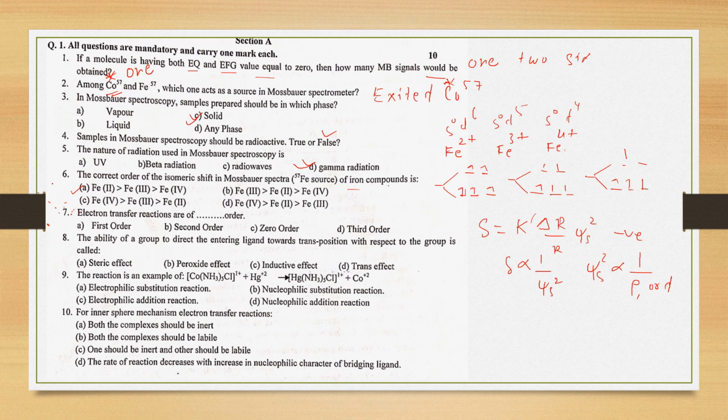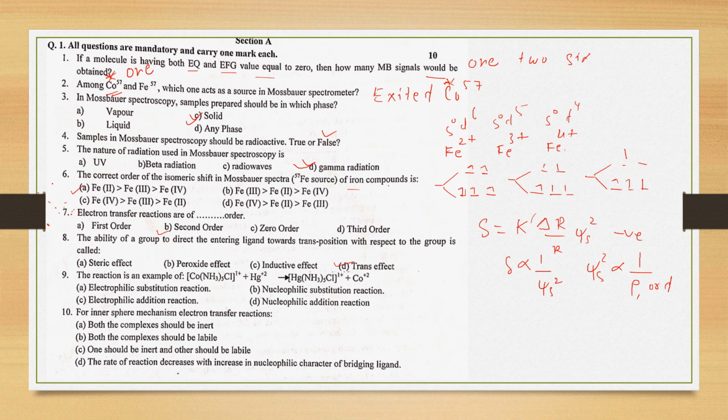Now, electron transfer reactions: I have just told you this is a second order reaction, but if it is added with respect to reductant or with respect to oxidant, then it is first order. Otherwise this is a second order reaction. The ability of a group to direct, I have just told you, is the trans effect. So a reaction example: Co(NH3)5Cl 2+ plus Hg2+ turns into Hg(NH3)5Cl plus Co2+.